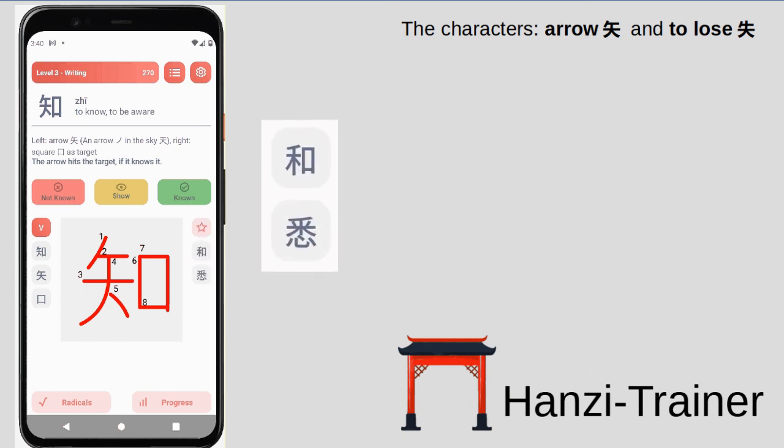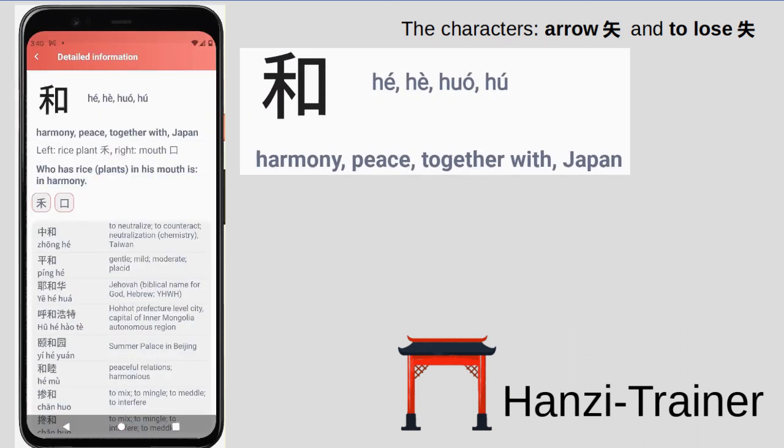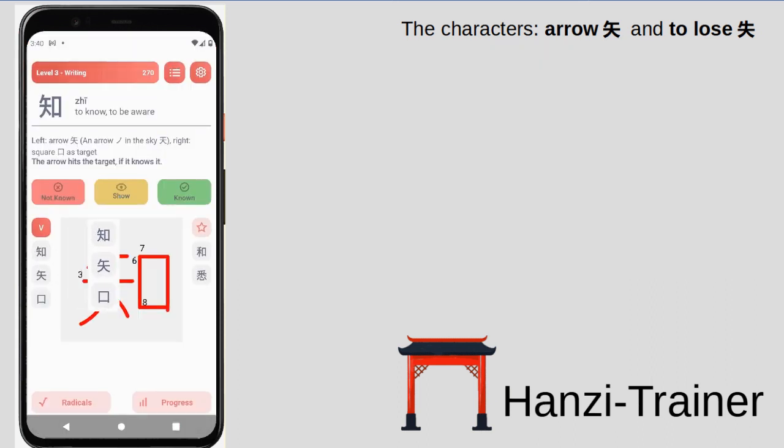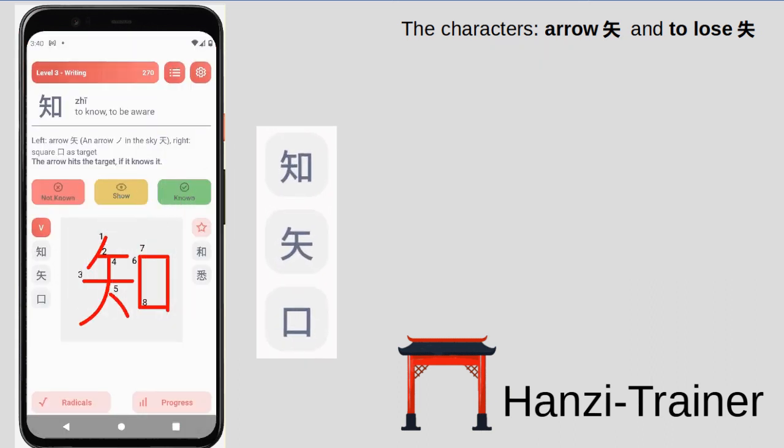Here in the lower right we have some similar characters which are similar in respect of their optical appearance or their meaning. I go to the upper one and it's told to me that this character stands for harmony, peace, or Japan. I go back and here in the lower left we have the radicals which are used in this character. In the Hanzi trainer not only one radical is defined for each character, but any recurring element is considered to be a radical. Thus we have here three radicals.